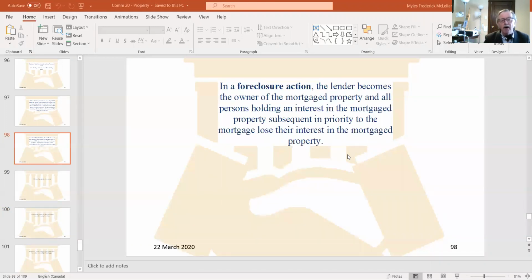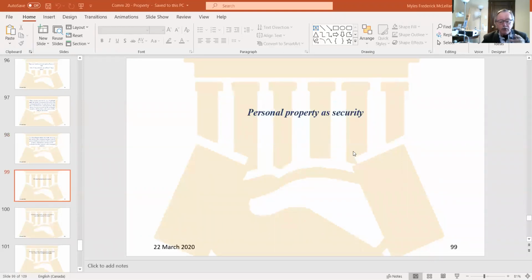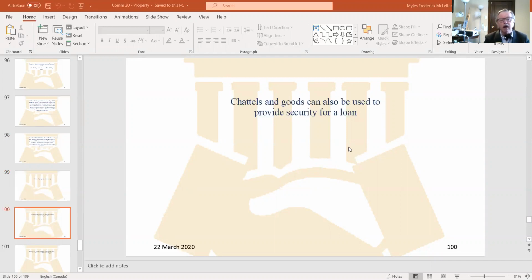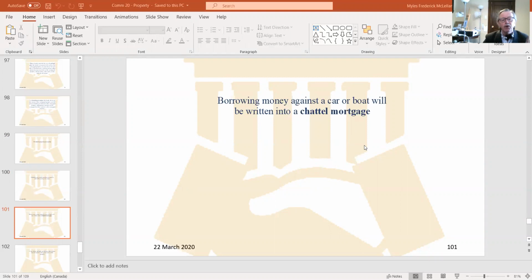But again, far and away, apart from that kind of scenario, the most common way to be paid back on a mortgage action is by way of a private power of sale. You can also use personal property as security. Right? So again, you're talking about chattels and goods that can provide security for a loan. We talked a bit about this in a previous class. So you can borrow money against a chattel, that'd be a car or a boat, and you can do that by way of what's called a chattel mortgage, right? Which is in writing and it's under seal.